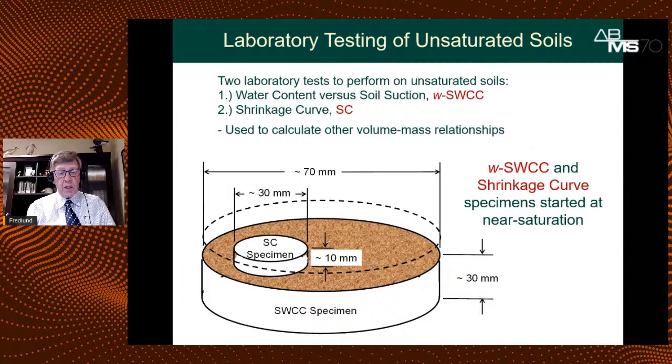A smaller soil specimen should also be prepared to perform a shrinkage curve test. The specimen is commonly about 3 centimeters in diameter and about 1 centimeter in height. The soil water characteristic curve specimen and the shrinkage curve specimen are initially allowed to absorb water until the matrix suction is zero.